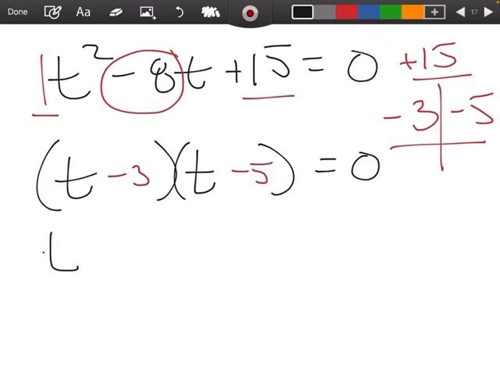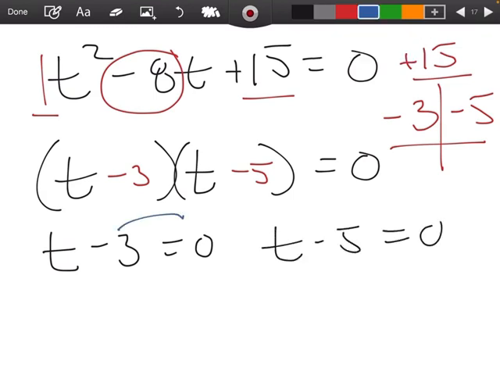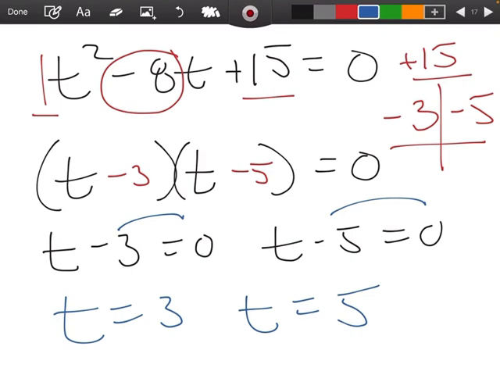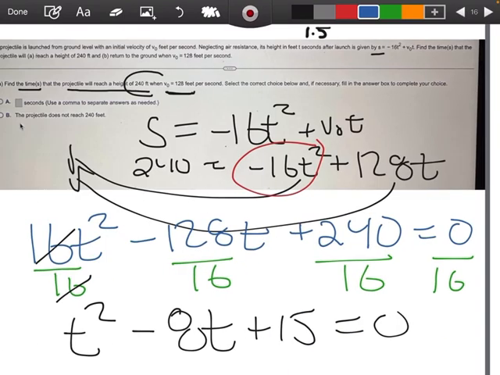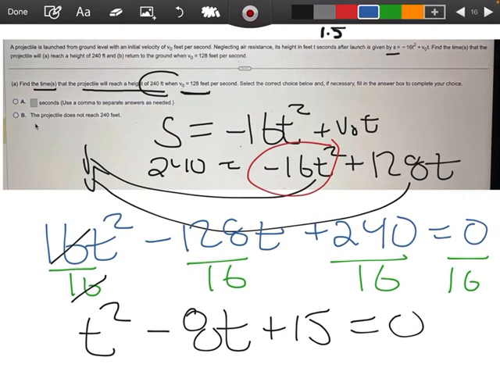Now, when I set each part equal to 0 and move this 3 over and that 5 over, we get two answers. One is t equals 3, and one is t equals 5. So I would come back here, and right here, where I've got some room, I'm going to put 3, 5. That's all we're going to do.